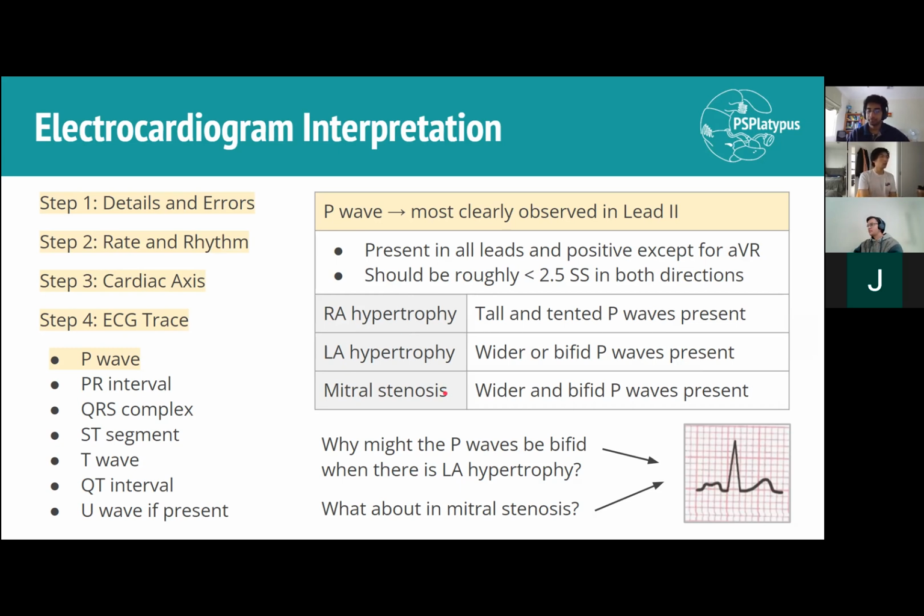And then mitral stenosis, you kind of get a similar thing, but now you get wider and bifid P waves rather than just wider or bifid P waves. So my question to you is, if anyone's still remaining, I don't know if anyone's, yeah, there's still 10 people. Okay. If anyone wants to type in the chat, why do you think mitral stenosis gives similar symptoms, or at least a similar ECG trace in the P wave, to left atrial hypertrophy? As a bit of a thinking point.